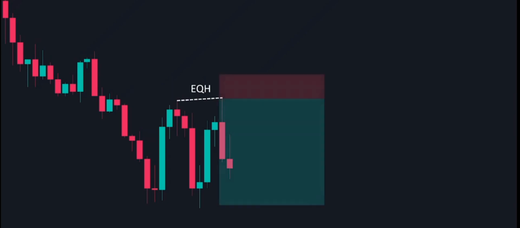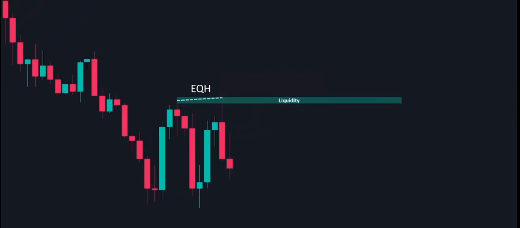For instance, when the price touches the same high 2 or more times and fails to break above it, it forms equal highs. These levels often become psychological zones where many retail traders place their stop loss just above the highs, anticipating a downward move. Smart money traders, on the other hand, see these levels as liquidity pools. These are areas filled with pending stop orders where price manipulation is likely to occur.